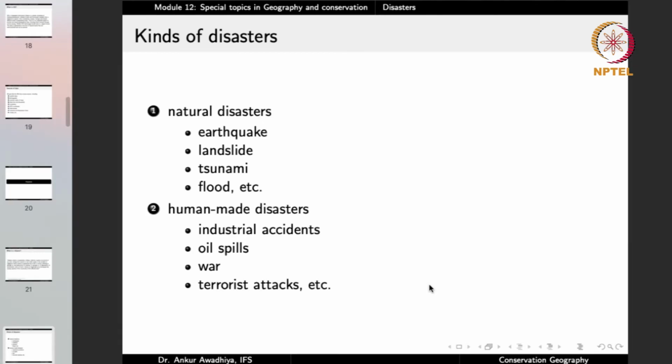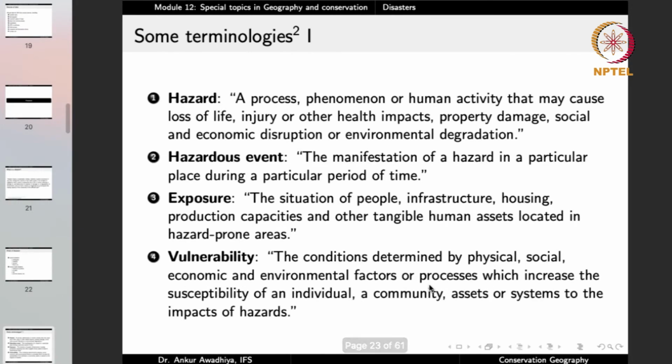Now, disasters are natural or man-made. Natural disasters include things like earthquakes, landslides, tsunamis, or floods. And human-made disasters include industrial accidents, oil spills, war, terrorist attacks, and so on.